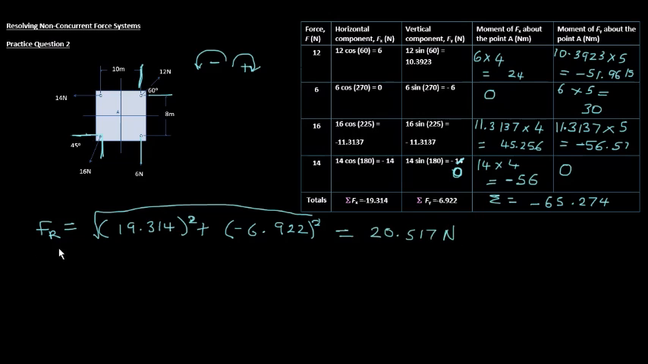Okay, our angle will be the tan inverse of minus 6.922 over 19.314, and that gives us 19.717.